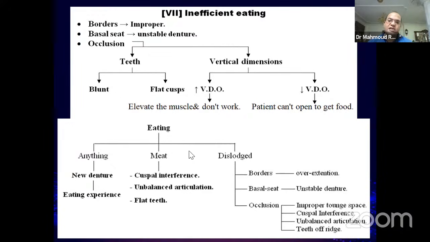Can't eat meat: this is due to cuspal interference and unbalanced articulation, or the patient may have flat teeth, as we said before. Dislodged denture during eating: this is, as we said before, the problem of denture movement or denture fit. Causes include borders with overextension of the denture base, an unstable denture from occlusion, improper tongue space, cuspal interference, unbalanced articulation, and teeth set away from the ridge.